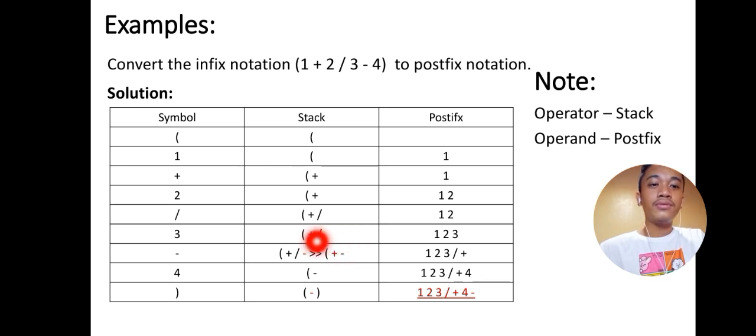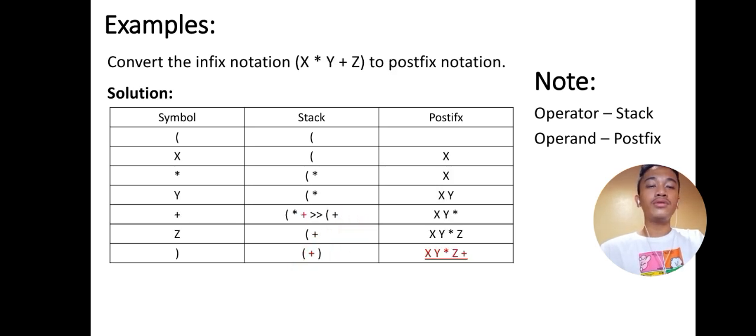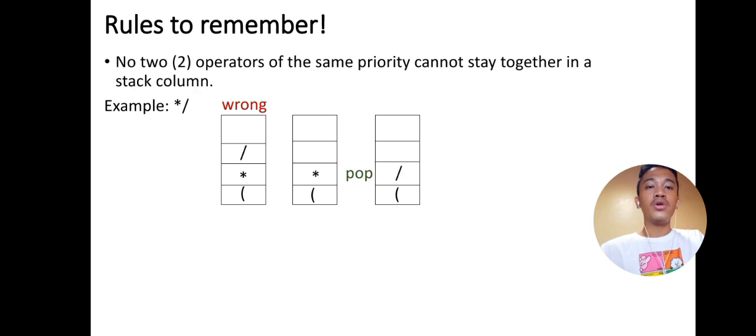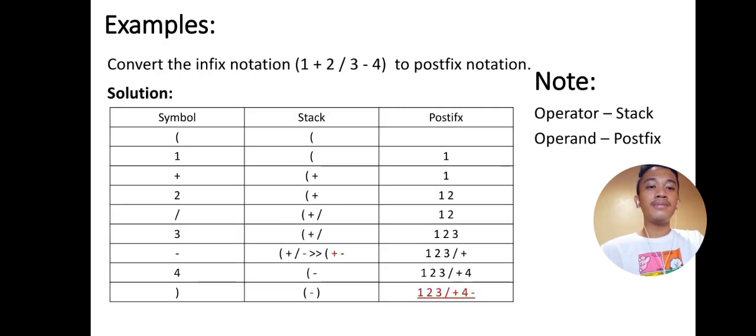As you can see, I highlighted it red. That is wrong because according to the rule, no two operators of the same priority can stay together in a stack column. Since plus and minus are the same priority, we need to pop the element that comes before the minus symbol. That is the plus sign. So we need to pop it and transfer it to the postfix section. This means our stack now is open parenthesis, minus.